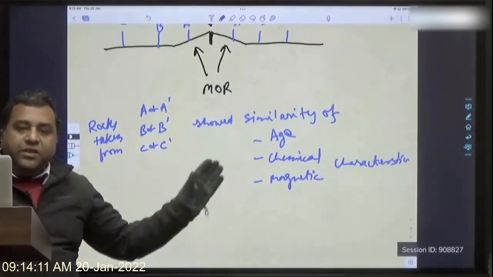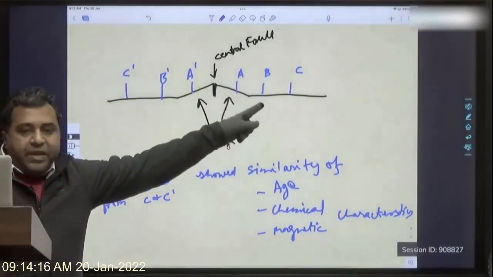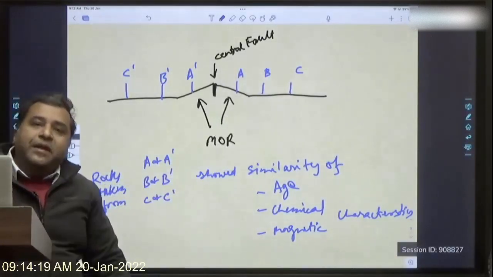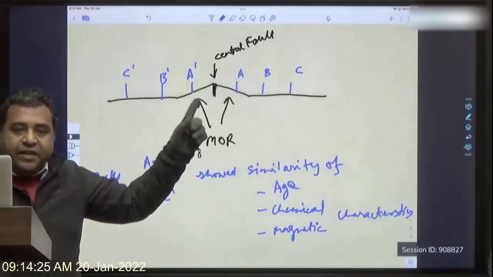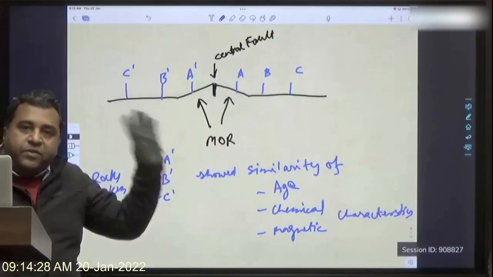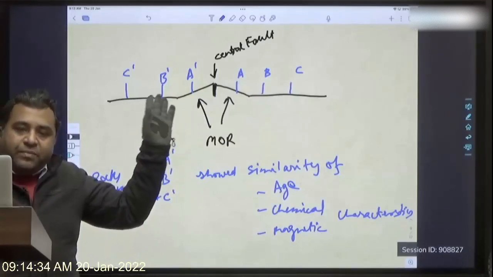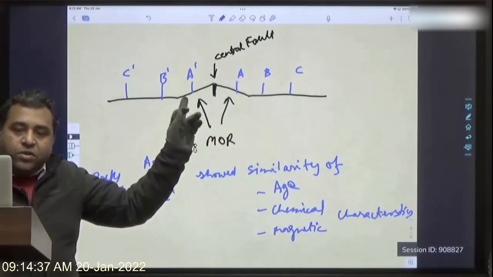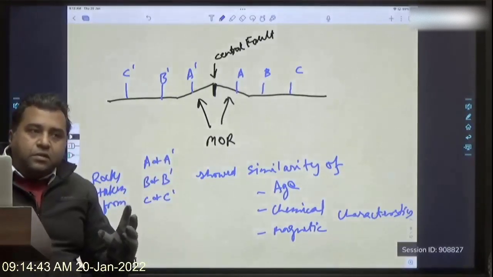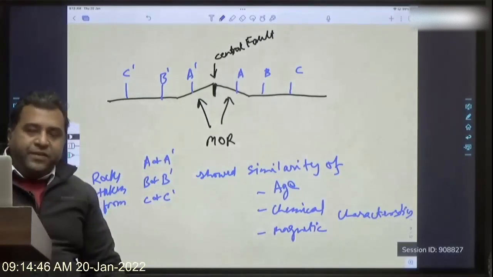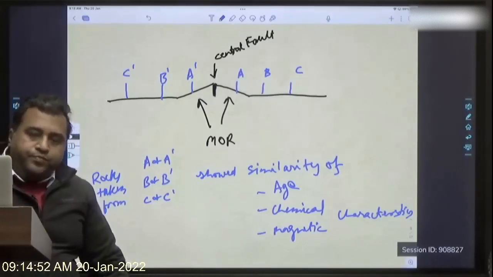Okay. But if you compared A with B, and B with C, A, B and C did not show much similarity. So A was slightly different from B and B was slightly different from C. Same way, A dash was different from B dash and B dash was different from C dash. So if you see on the same side, they did not show similarity, but if you see equal distance on both sides, then they showed similarity. So this was a very special kind of observation that we had, that this kind of similarity of age, etc., these rocks showed.